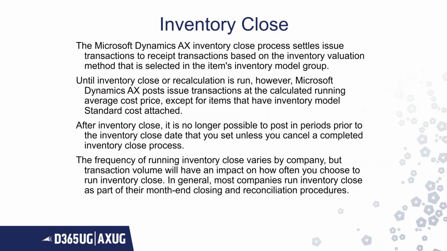And again, the next step is, and we've talked about, until either inventory close or recalculation is processed, other than standard cost, you're going to be operating in average cost price, and it's weighted average date. Now, you'll notice that AX terminal, they use running average cost price. It's really the same as weighted average date.